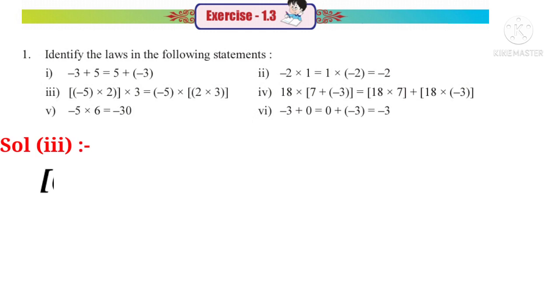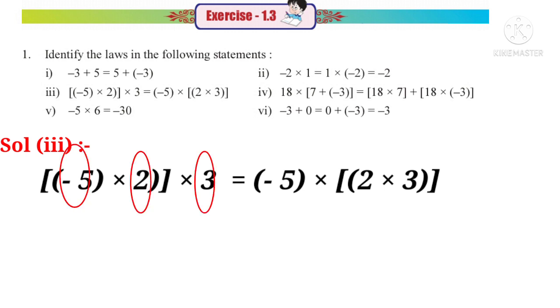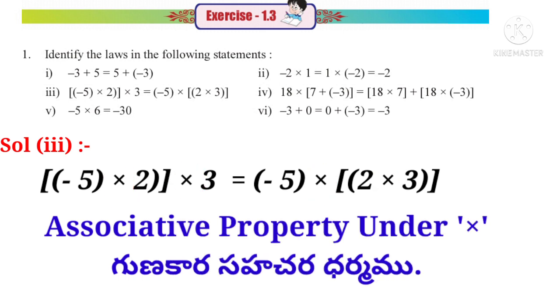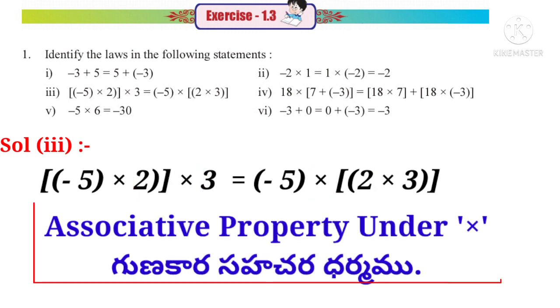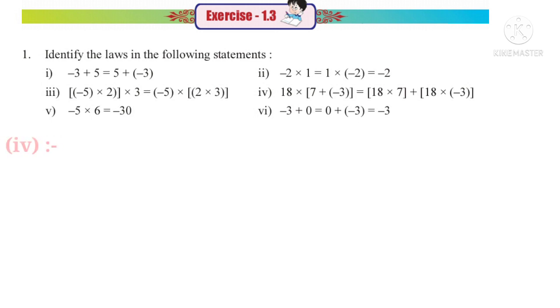Next, solution 3. Minus 5 into 2 in bracket into 3 is equal to minus 5 into, in bracket, 2 into 3. Here observe that there are 3 different integers, minus 5, 2, 3, and the operation used here is into. So it is called the associative property under multiplication. Gunakara sahachara dharmamu. Now number 4.